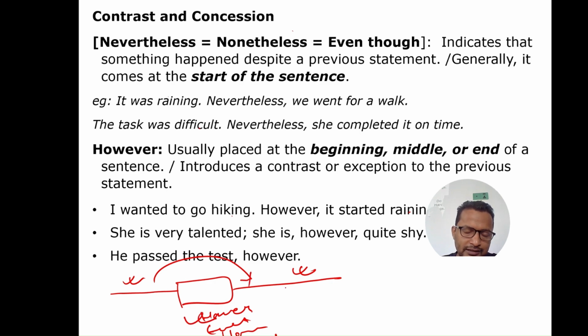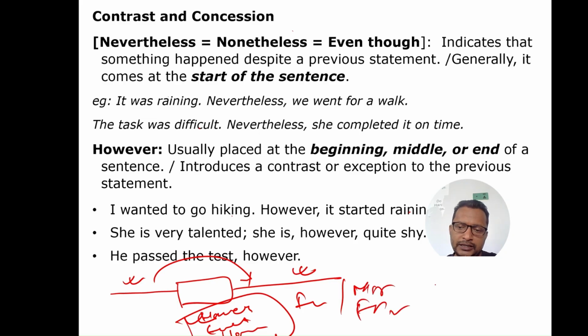If there is additional information, then there should be a positive word here, not however, not nevertheless, not nonetheless, maybe in addition, or moreover, or for example, namely, similarly, whatever it is, right? These will show the positive sign. So nevertheless, nonetheless, even though, however, these all are contrast.